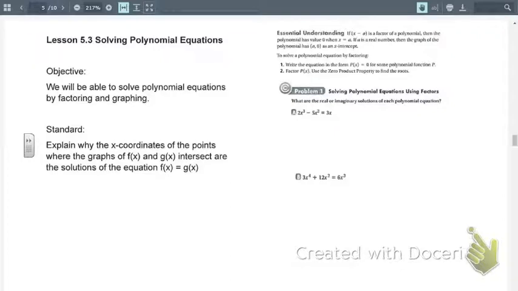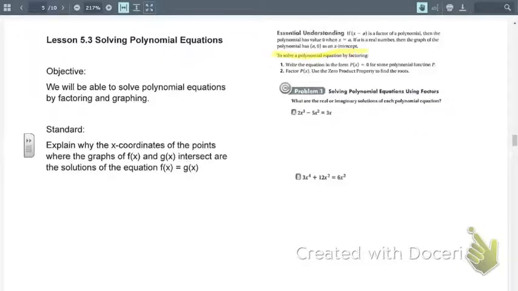Alright, lesson 5.3, we're going to continue solving polynomial equations. The objective is to solve polynomial equations by factoring, so we've done this before, and then we're going to add in how we're going to solve it by graphing. If we look at the essential understanding, we know these two ways to solve a polynomial equation by factoring.